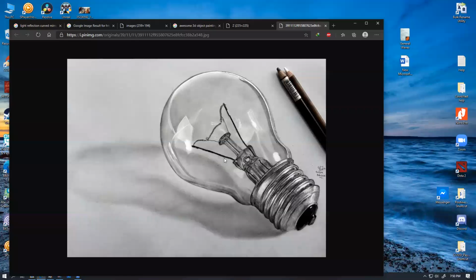So our eye is feeling there is a bulb, but is there a bulb? No, there is an image of a bulb. That's basically the idea of a virtual image. It's something that appears to exist there, but is not actually there.